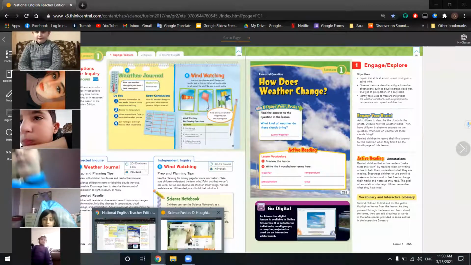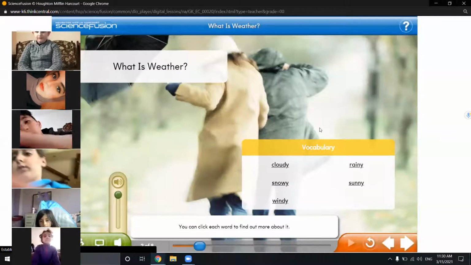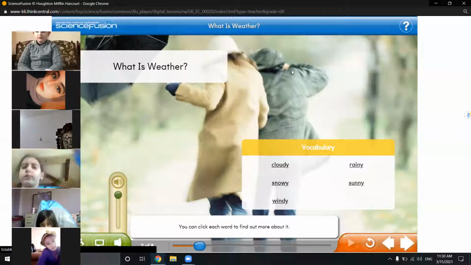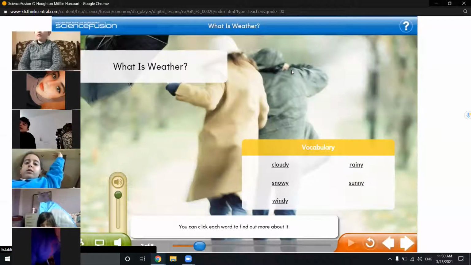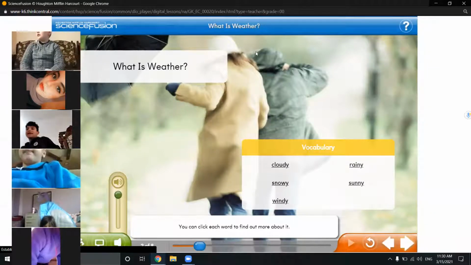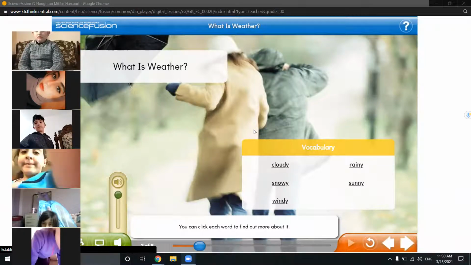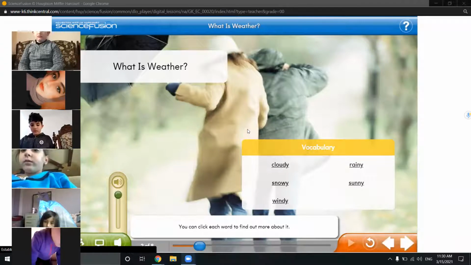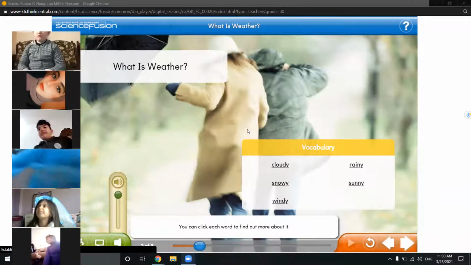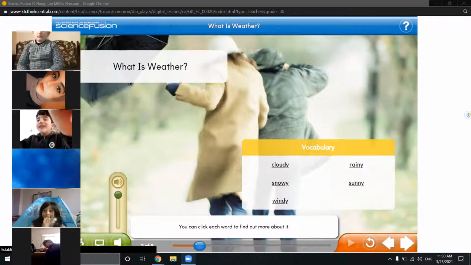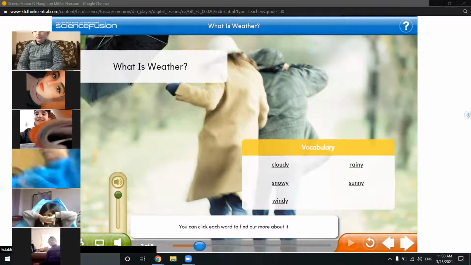Now let us go back to the next word. Rainy. What does it mean when I say the weather is rainy? Omar. What do I mean when I say the weather is rainy? It will rain from the cloud. Yes, it means that we will have a lot of rain, or we will have rain in that day, okay? Like a flood. Yes, like a flood, okay.